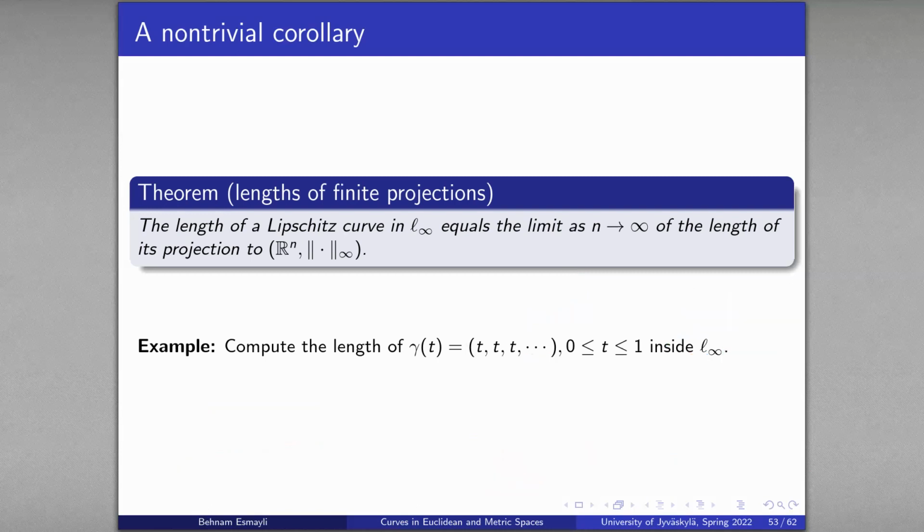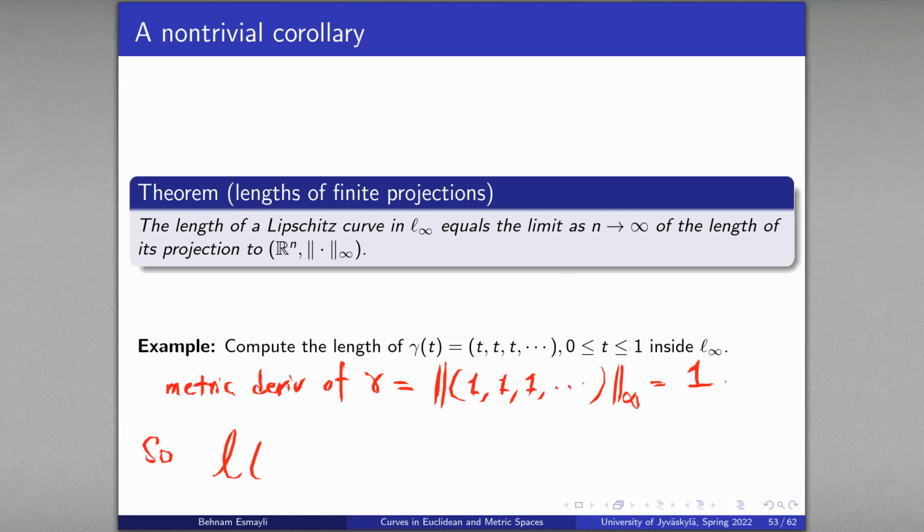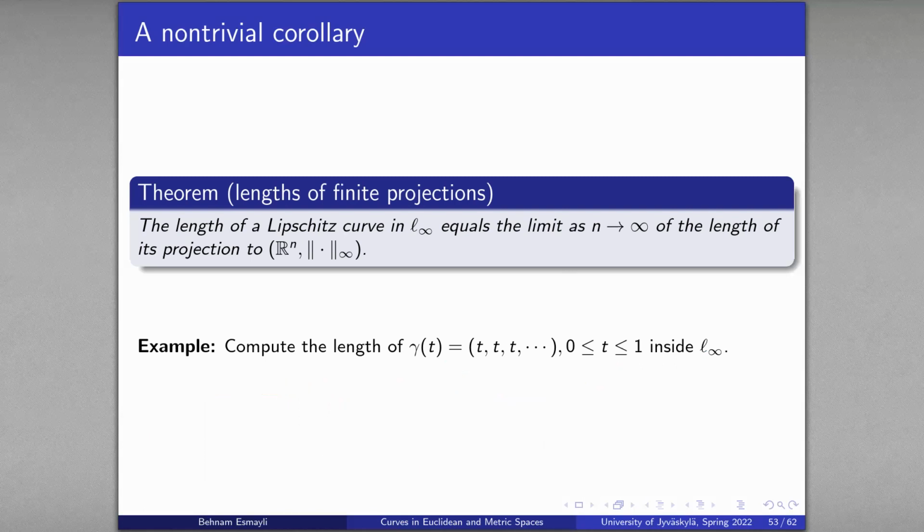Now, let's see if our computations guarantee this. So the metric derivative of gamma equals, you take the componentwise derivative, the usual derivative in each variable, and then you take the L infinity norm, and this will be the maximum of these, which is always equal to 1. So the length of the curve, which is the integral of the metric derivative, will be, of course, the integral from 0 to 1 of 1. That will be 1. Okay, yeah, so all works together.